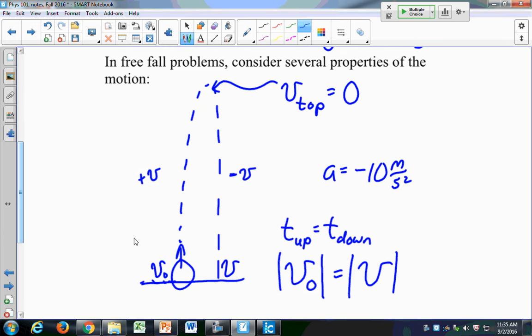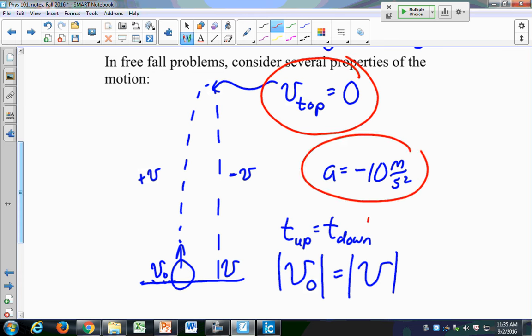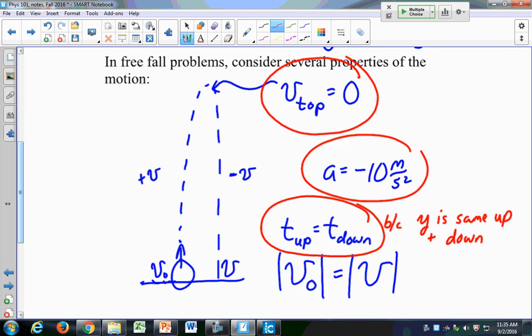All right, so that's a few things. V at the top is always 0. The acceleration is always minus 10. The time to go up is the time to go down, only in this case because y is the same up and down. We'll see some problems where we have something that goes up and then it comes back down like that. In that case, the time is not the same up and down. This is a much shorter time than over here because we're traveling a longer distance.